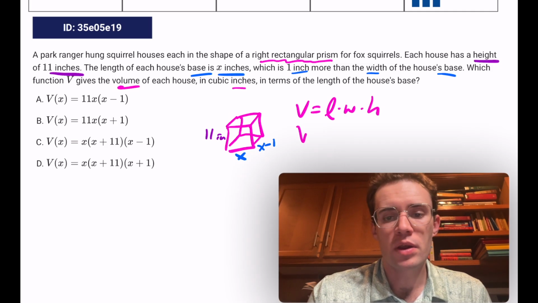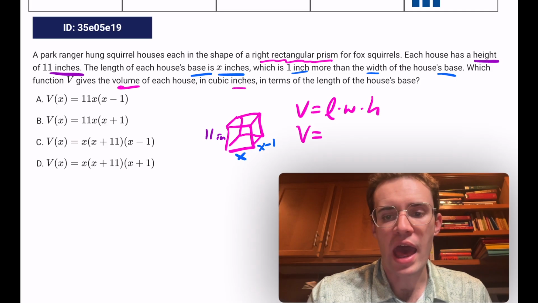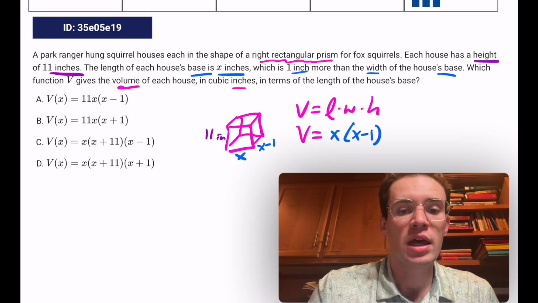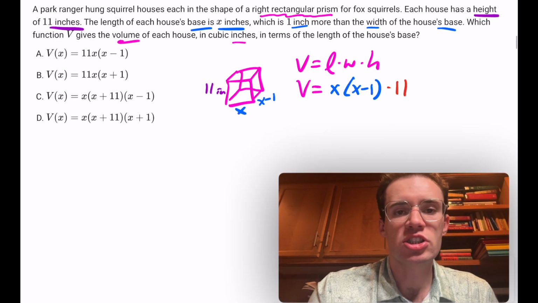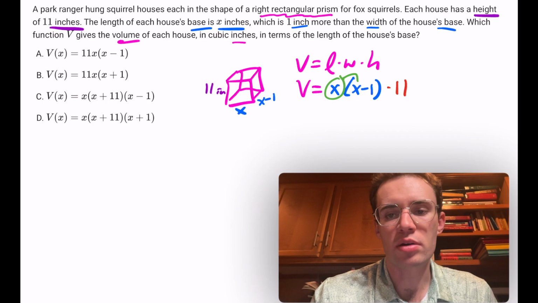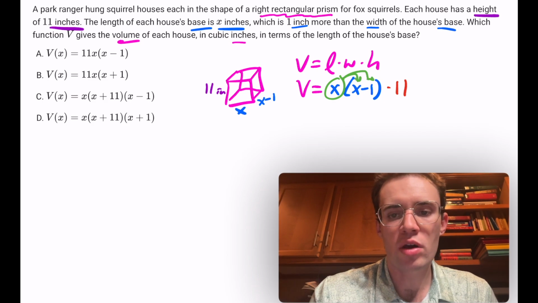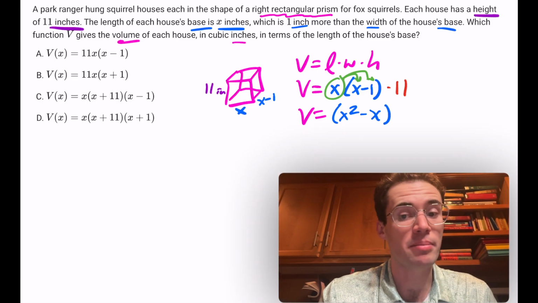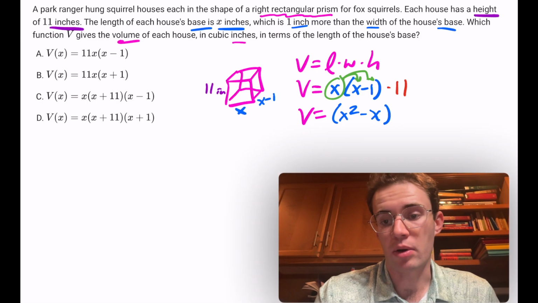So if we plug that in, the volume is equal to x times the quantity x minus 1. You have to multiply x by that entire thing, the x minus 1, times 11. I'm going to start by distributing this x to both terms, and that gives me that the volume is equal to x squared minus x. I'm still keeping this in parentheses because the entire thing is also being multiplied by 11. You can't just do the second part or something like that.